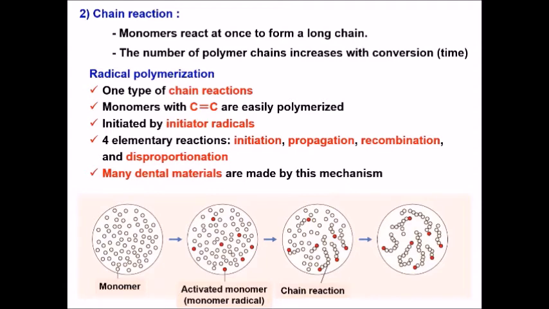We mostly use monomers that contain C-C double bond. The reaction is initiated by radicals generated on the initiator. So I will explain what is radical in the next slide. Once initiated, the reaction takes place very quickly through 4 elementary reactions: initiation, propagation, recombination, and disproportionation.